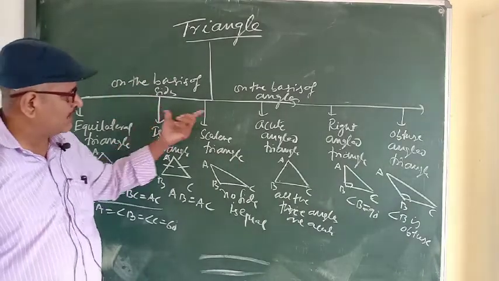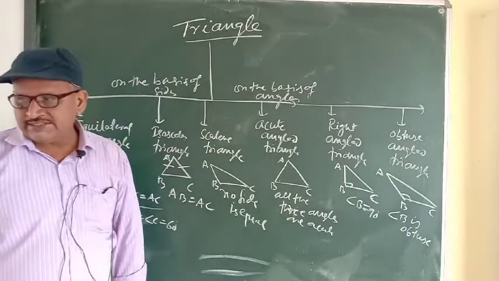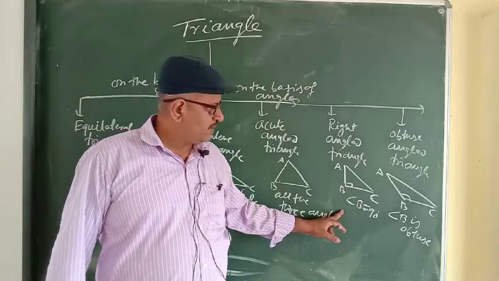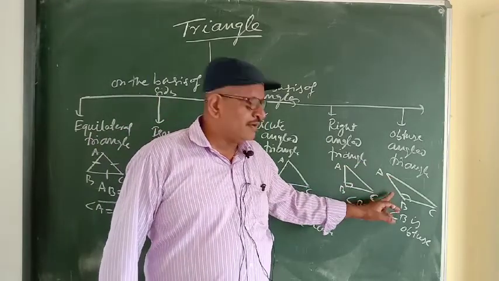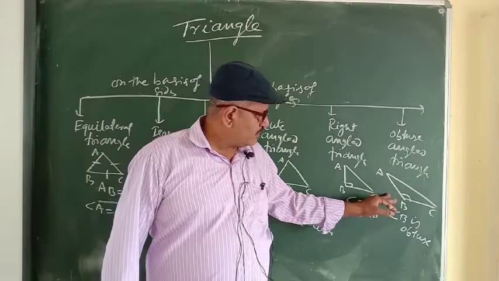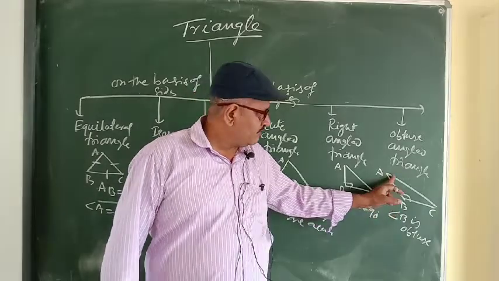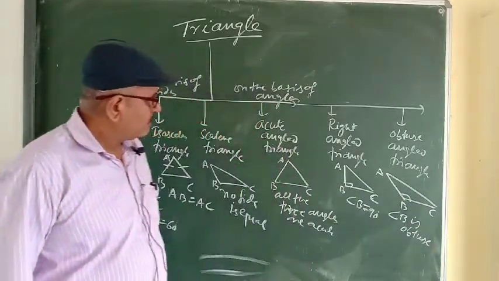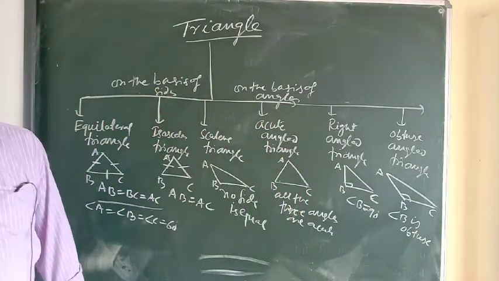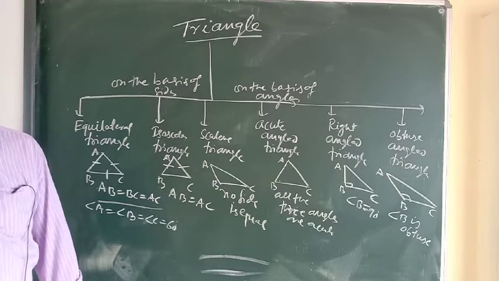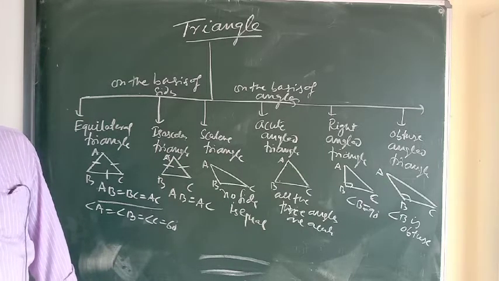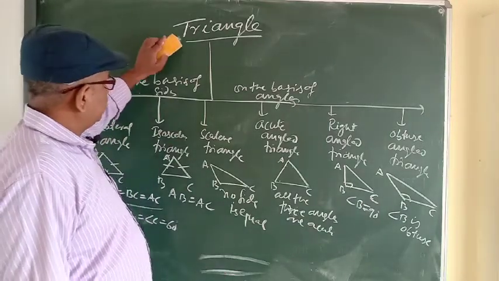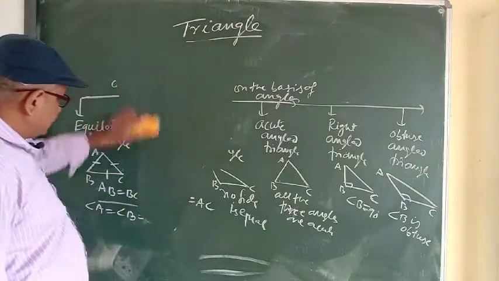So we have discussed the triangle and different types of triangle: three on the basis of sides and three on the basis of angles. In any triangle only one angle may be obtuse, not more than one, because we know that the sum of all the three angles is 180 degrees. So these are the types of triangle, the classification of triangle. Now we will discuss the medians and altitudes of the triangle. So the next topic is median.